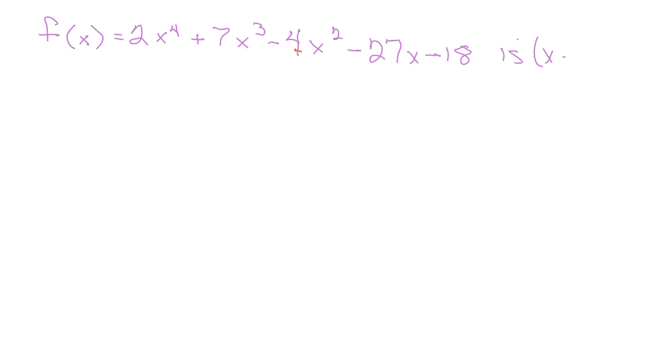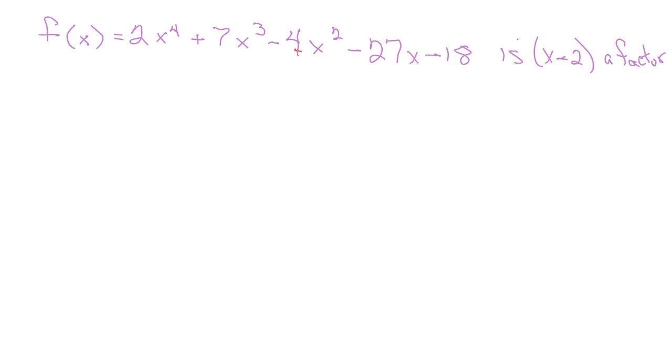Okay, our function f of x is 2x to the 4th plus 7x to the 3rd minus 4x squared minus 27x minus 18. And we want to know, is x minus 2 a factor?